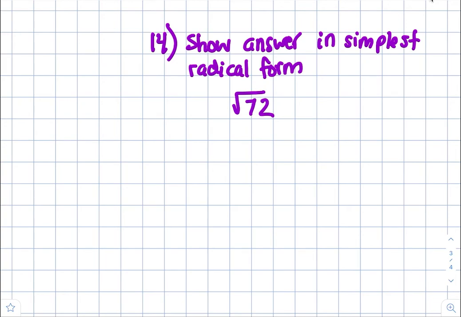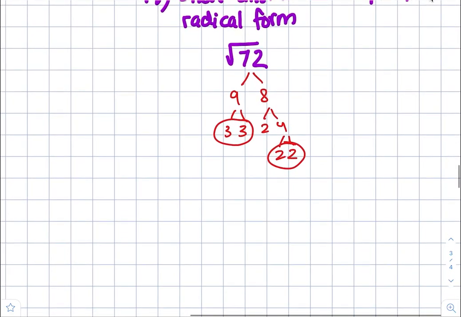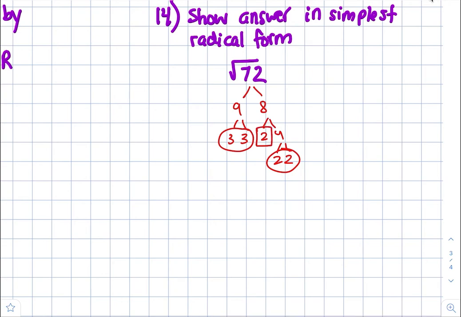Show answer in simplest radical form. So you just have to simplify this by doing your prime factorization tree. So 9 and 8, factors of 9 is 3 and 3, factors of 8 is 2 and 4, factors of 4 is 2 and 2. So we found pairs of 2s and pairs of 3s, and a leftover of 2. The leftover goes on the inside, which is 2, and this 2 represents the pair of 2s, and this 3 represents the pair of 3s. 3 times 2, 6 radical 2.